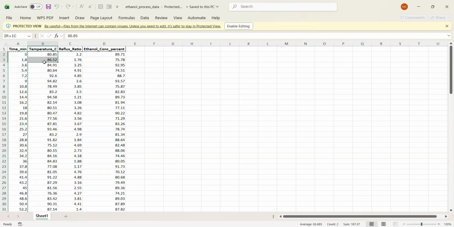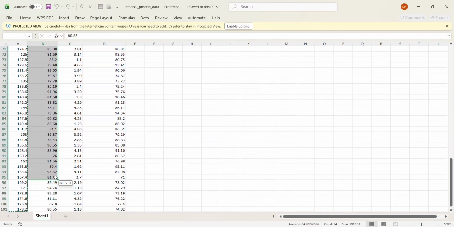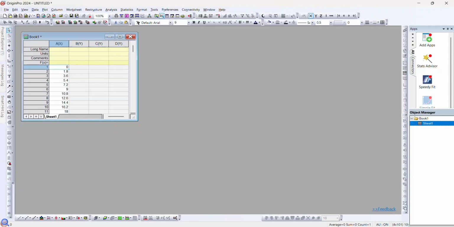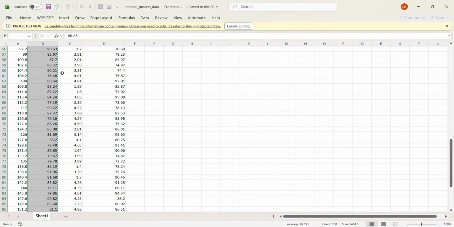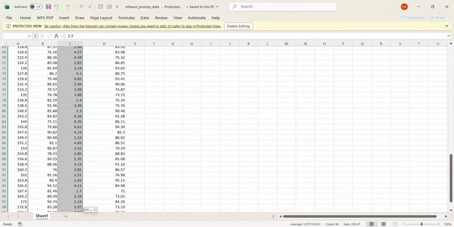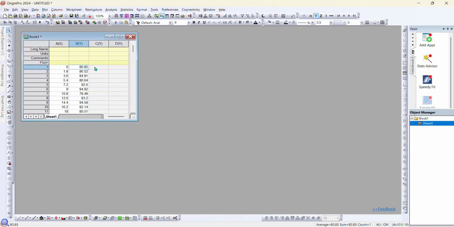As a quality control analyst, I'm using OriginPro to detect and analyze a multivariate dataset using principal component analysis, or what we call PCA. The goal is to identify which process parameter most strongly influences ethanol purity and to detect any pattern, trend or abnormal behavior during the distillation process.